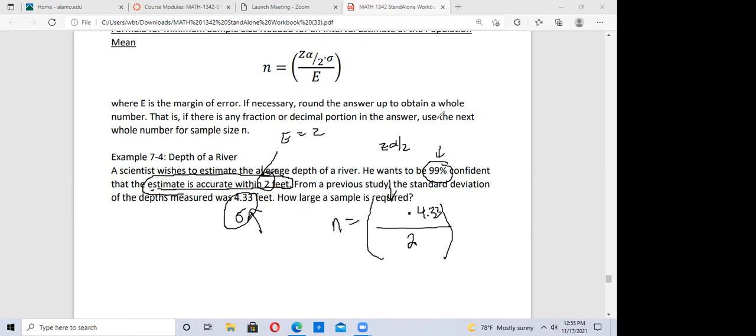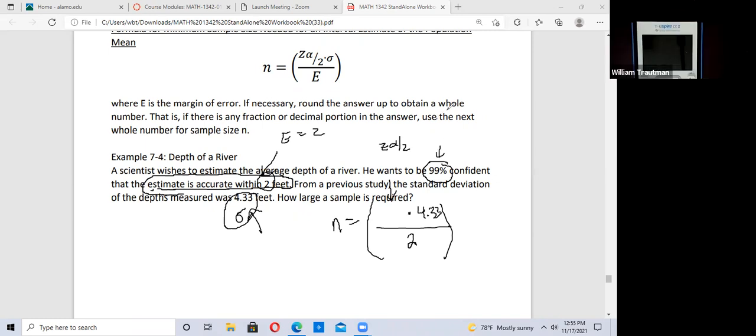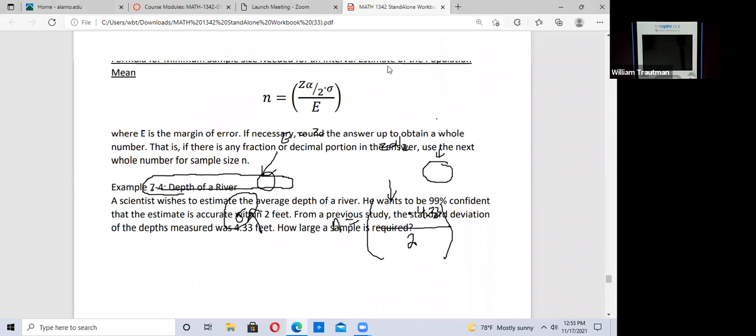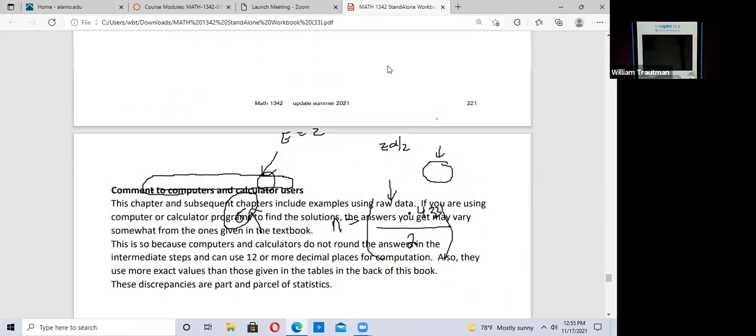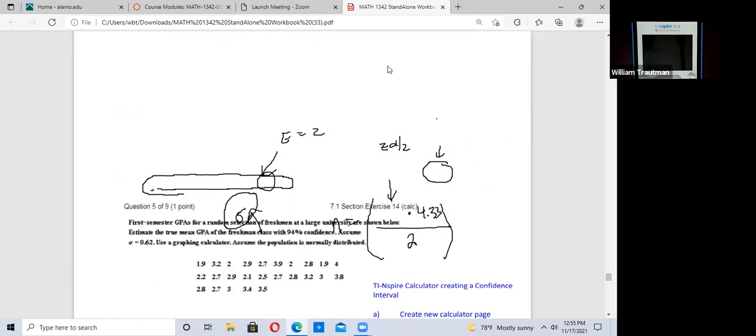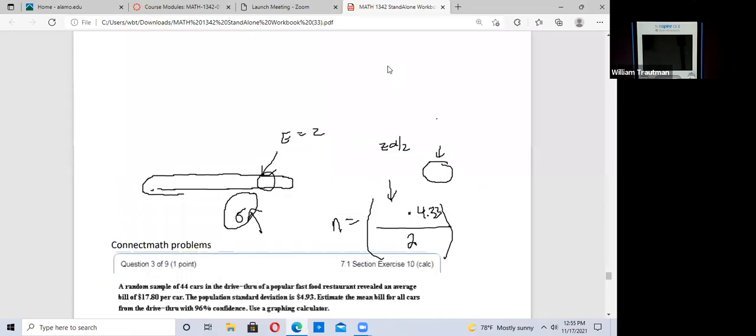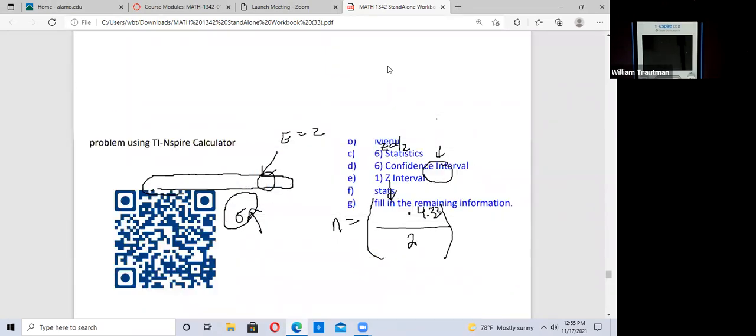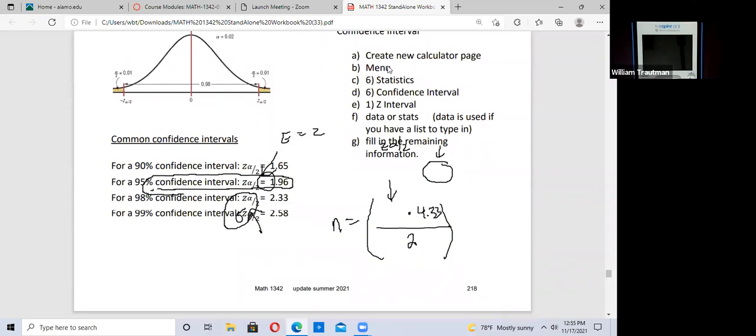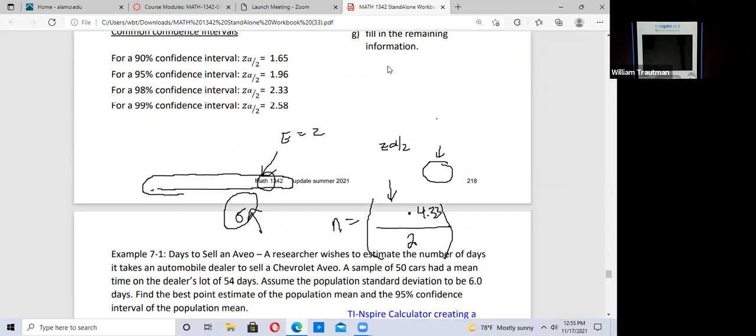99%. So go back to our workbook on the most common. 99% should be one of those most common. If we go back up there, there it is. 99% is 2.58. So I'm coming back and I put 2.58 in here.